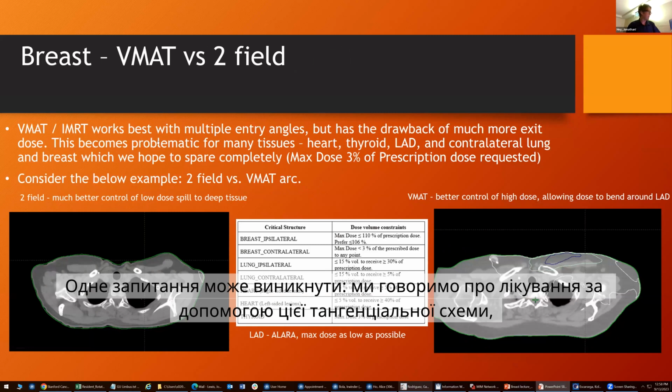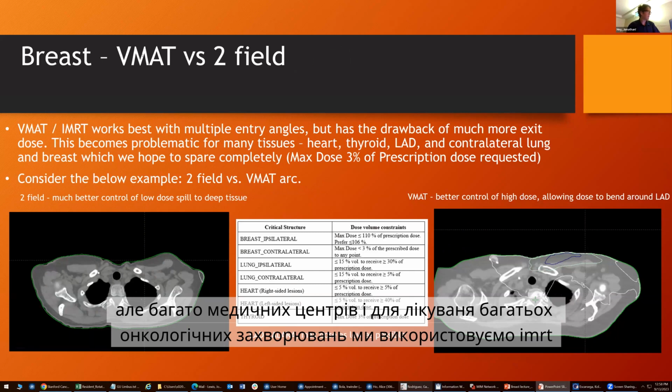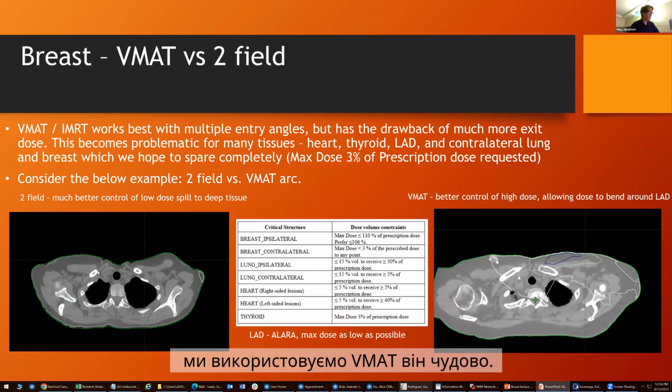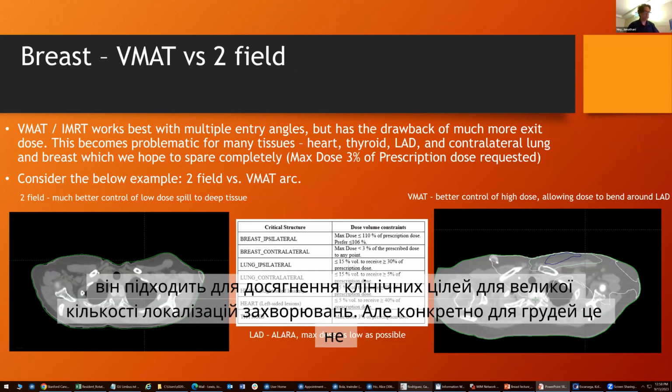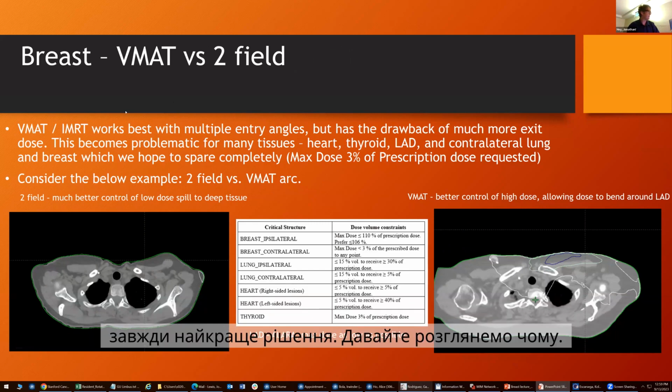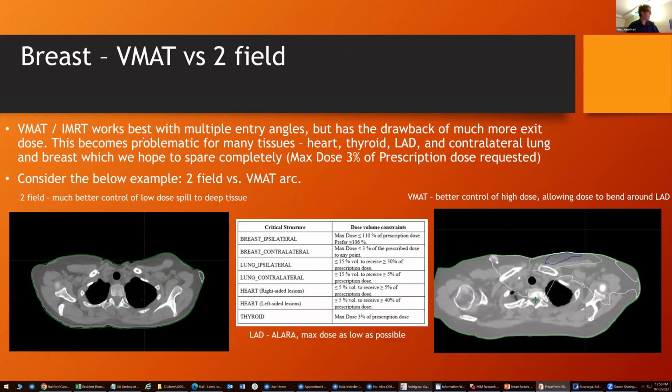One question might become, we're talking about treating using this tangential arrangement, but for a lot of centers and a lot of treatment disease sites, we use IMRT and we use VMAT. And VMAT is great. It is so good at promoting conformity of high doses, sparing, and meeting clinical objectives for so many disease sites. But specifically for breast, it's not always the best solution. And let's look at why.